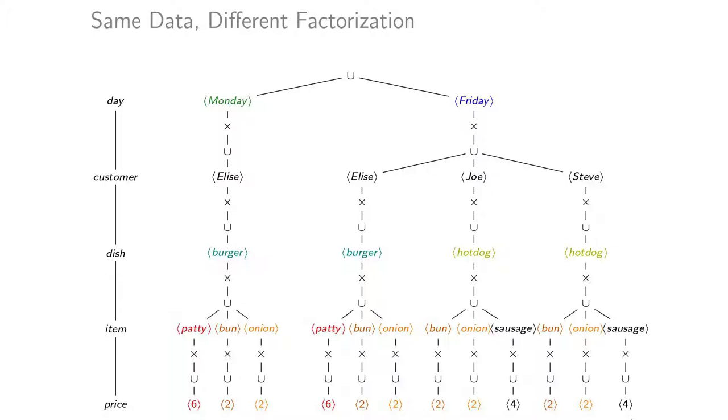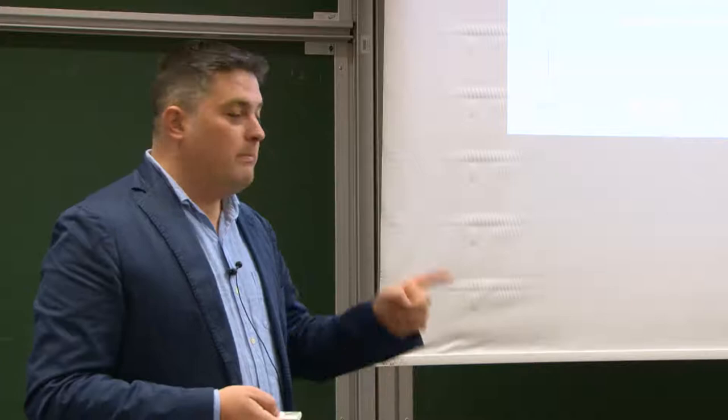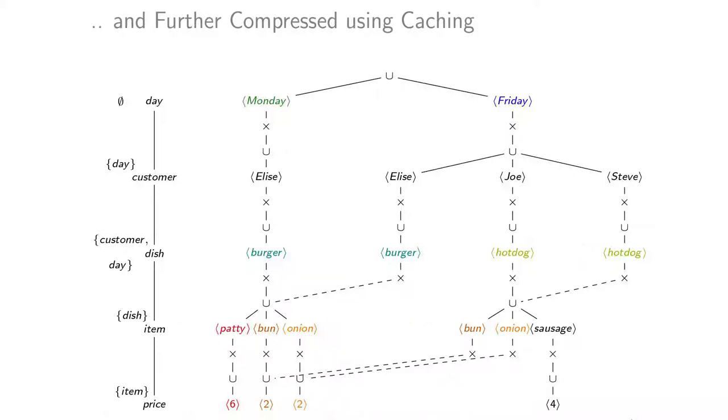Okay? So this is a trie representation of the data. It's like a tree but misspelled. Yeah? This is the trie. But you can get different tries. However, now, imagine I use the keys. So I know that, in fact, given a dish, this information of customers and days is independent of item and price. Then bang, I get a lot of sharing.